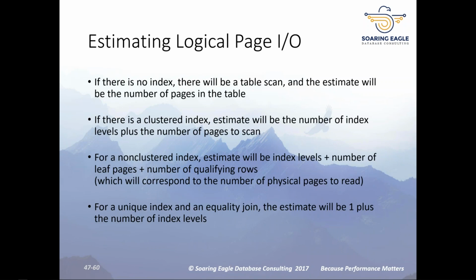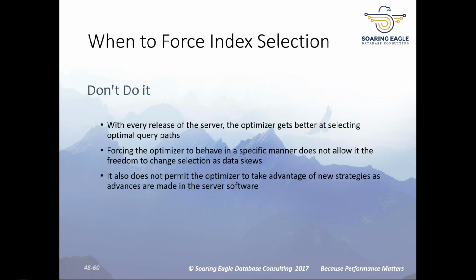Logical page requests are for the purpose of figuring out what the cost of a query is going to be, and the optimizer will cost this for each matching index and for a table scan and tell you which one is best. Now, we can force an index selection.